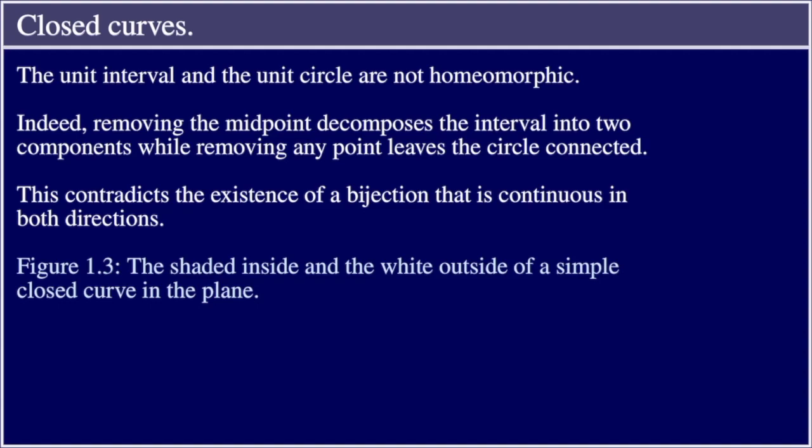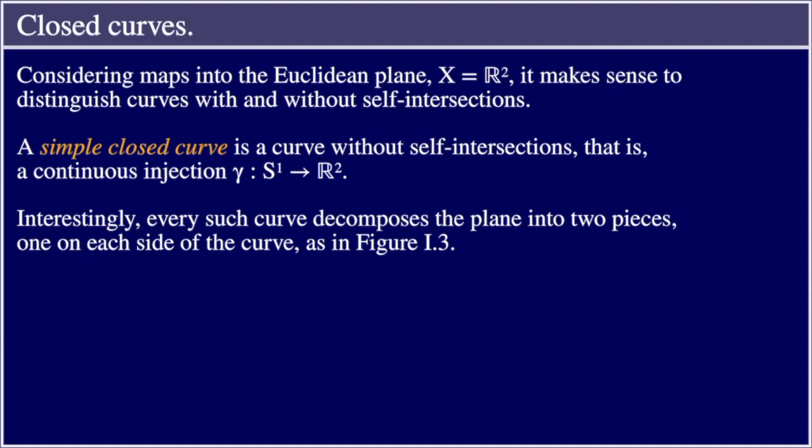Figure 1.3, the shaded inside and the white outside of a simple closed curve in the plane. Considering maps into the Euclidean plane X equals R2, it makes sense to distinguish curves with and without self-intersections. A simple closed curve is a curve without self-intersections, that is, a continuous injection, gamma, from S1 to R2. Interestingly, every such curve decomposes the plane into two pieces, one on each side of the curve, as in Figure 1.3.